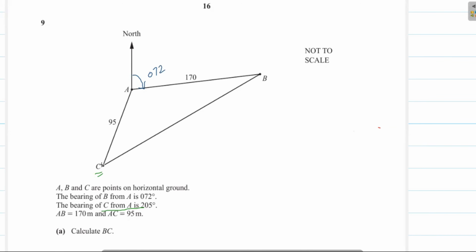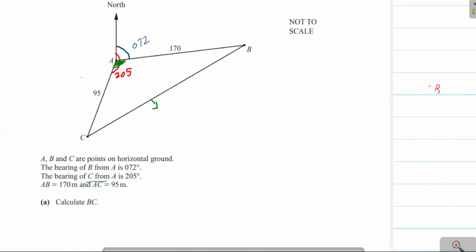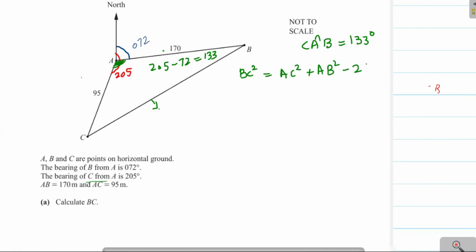Next, you see here the bearing of C from A is given as 205. It means the angle of C from the north at A is in clockwise direction. This is the 205. Now, when we mark these two angles, we can find the angle CAB. If we subtract 72 from 205, we get 133. This angle CAB will be equal to 133. Now you see here two sides and the angle between them are given. We can find the opposite side of the triangle by using the cosine rule. Now on the cosine rule, BC square will be equal to AC square plus AB square minus 2 times AB times AC times cos of CAB.